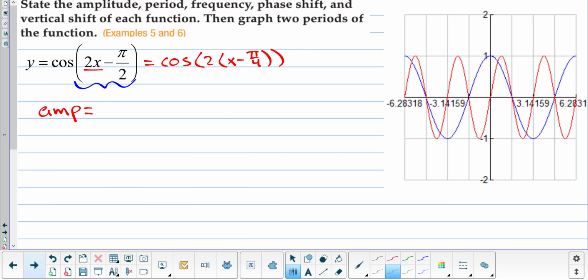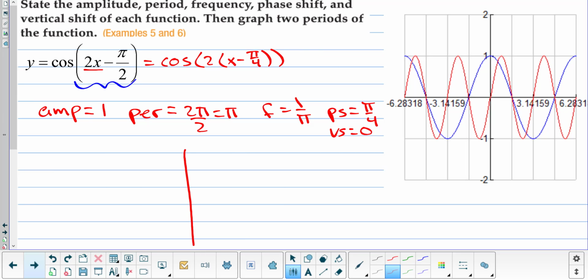The amplitude is again 1 on this one. The period is 2 pi over 2, which is pi. The frequency is 1 over pi. The phase shift is pi over 4 to the right, and the vertical shift is none. We don't have a vertical shift on this. Let's graph. No vertical shift, so I don't have to worry about going up or down here. The amplitude is 1. 1, 2, 3, 4. So the period is pi, 1, 2, 3, 4, and we got negative pi over here.